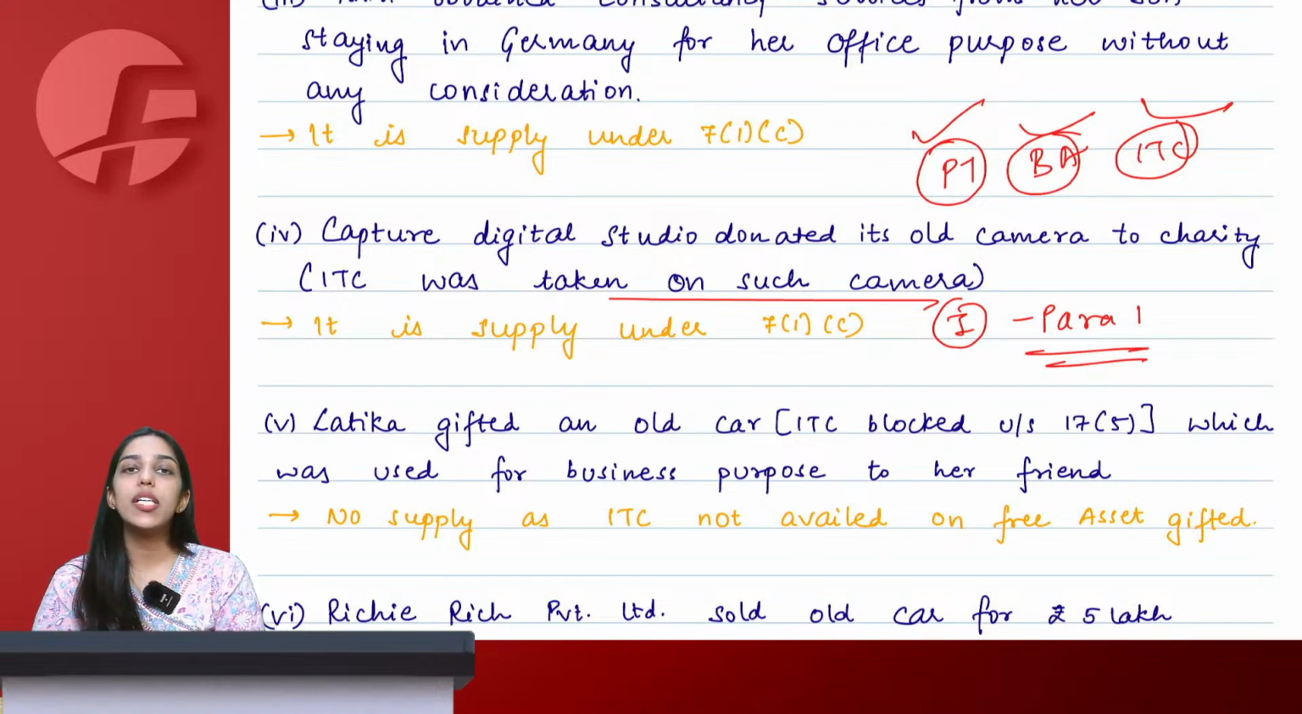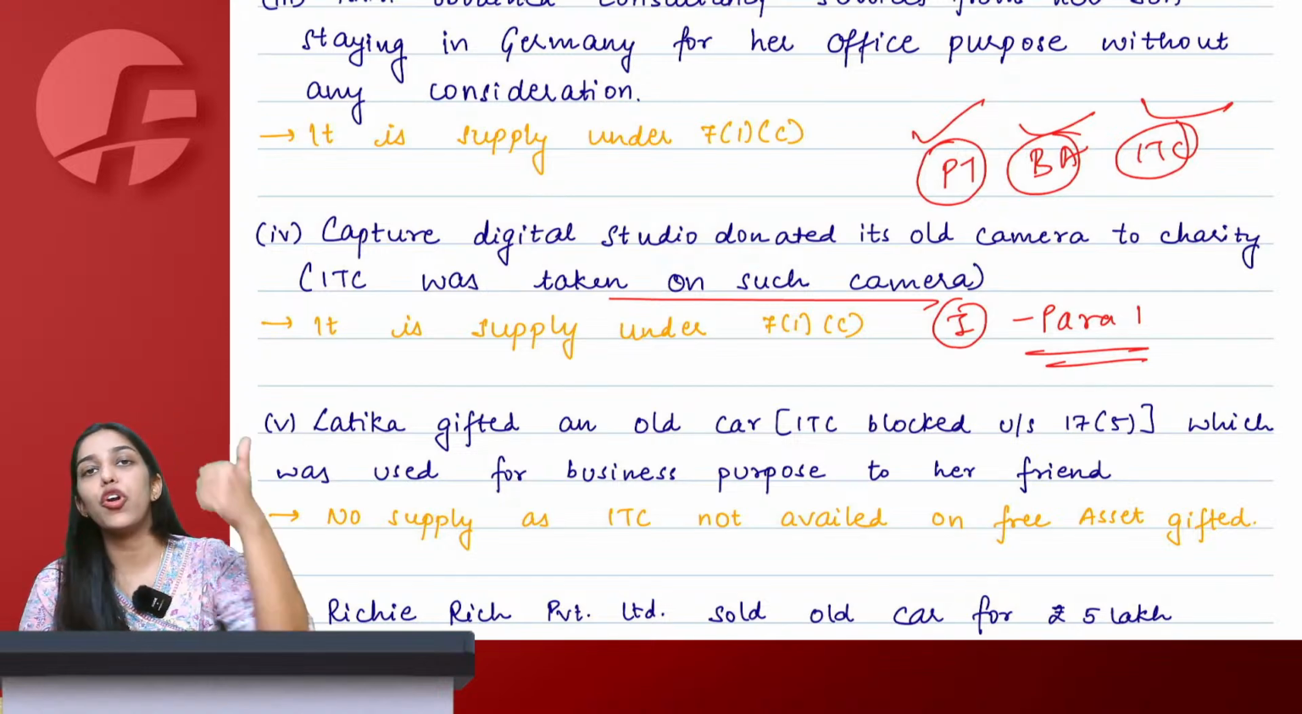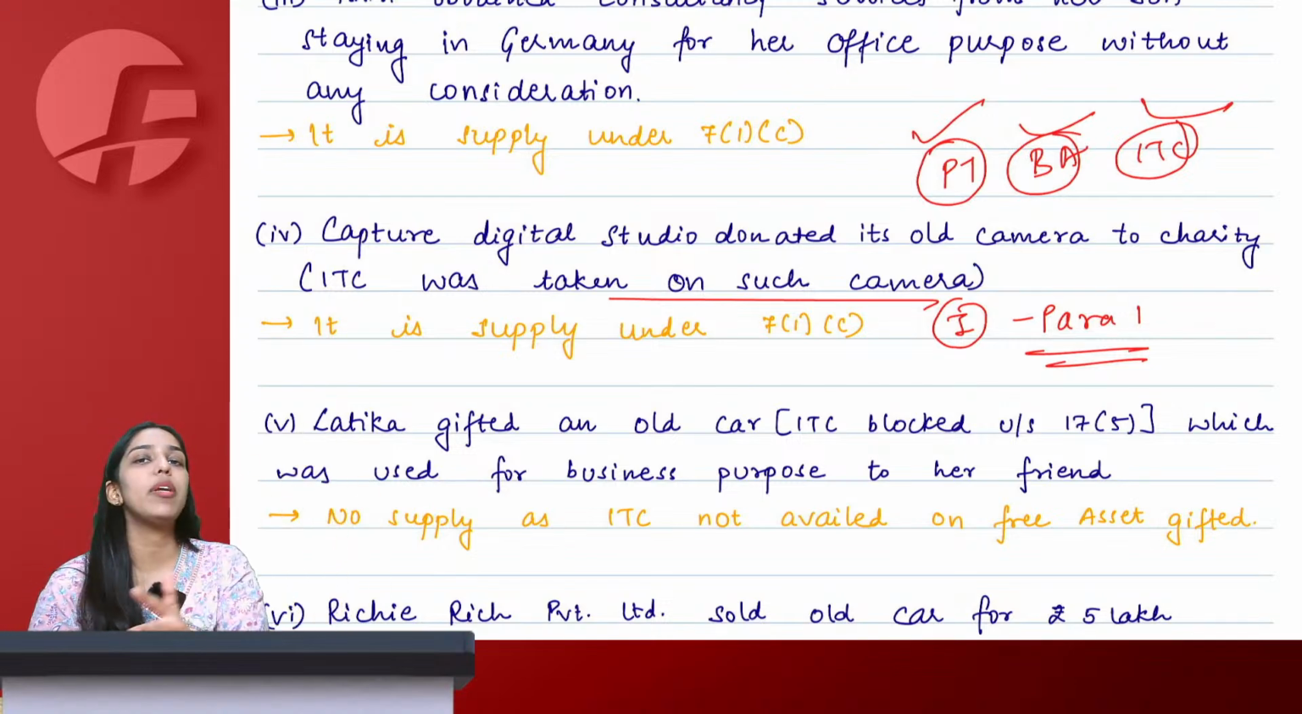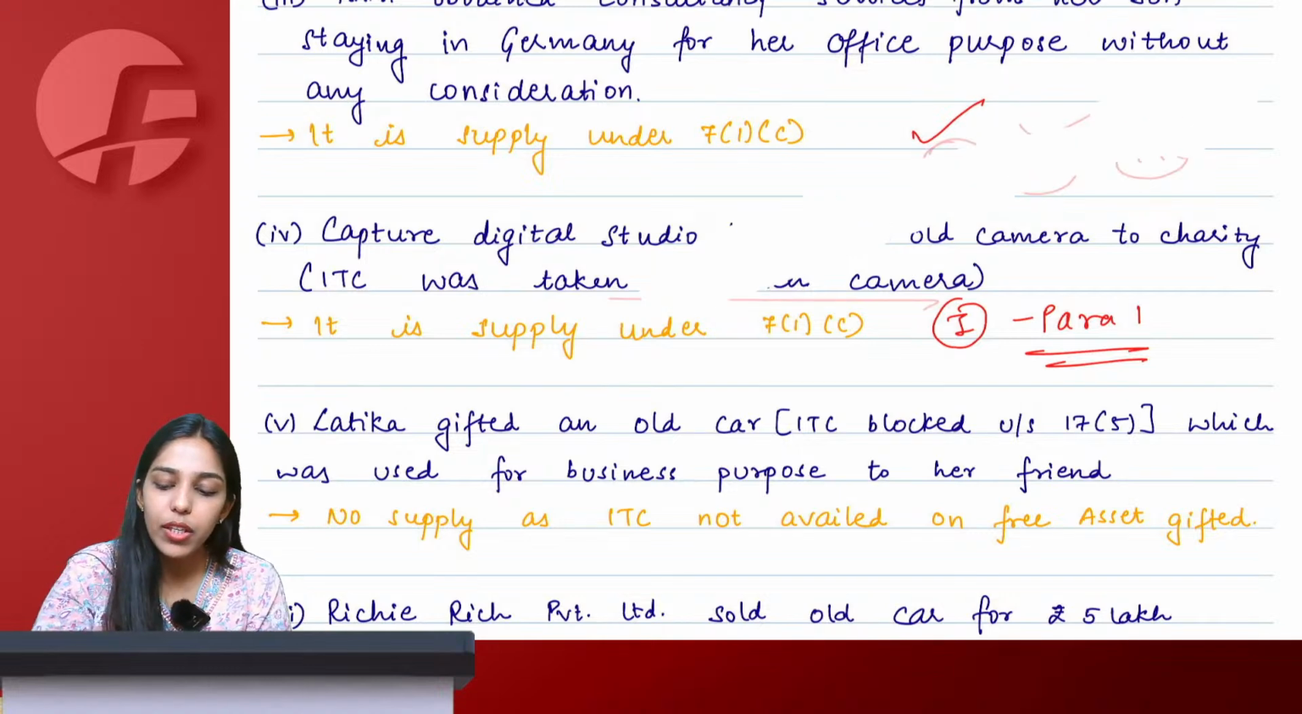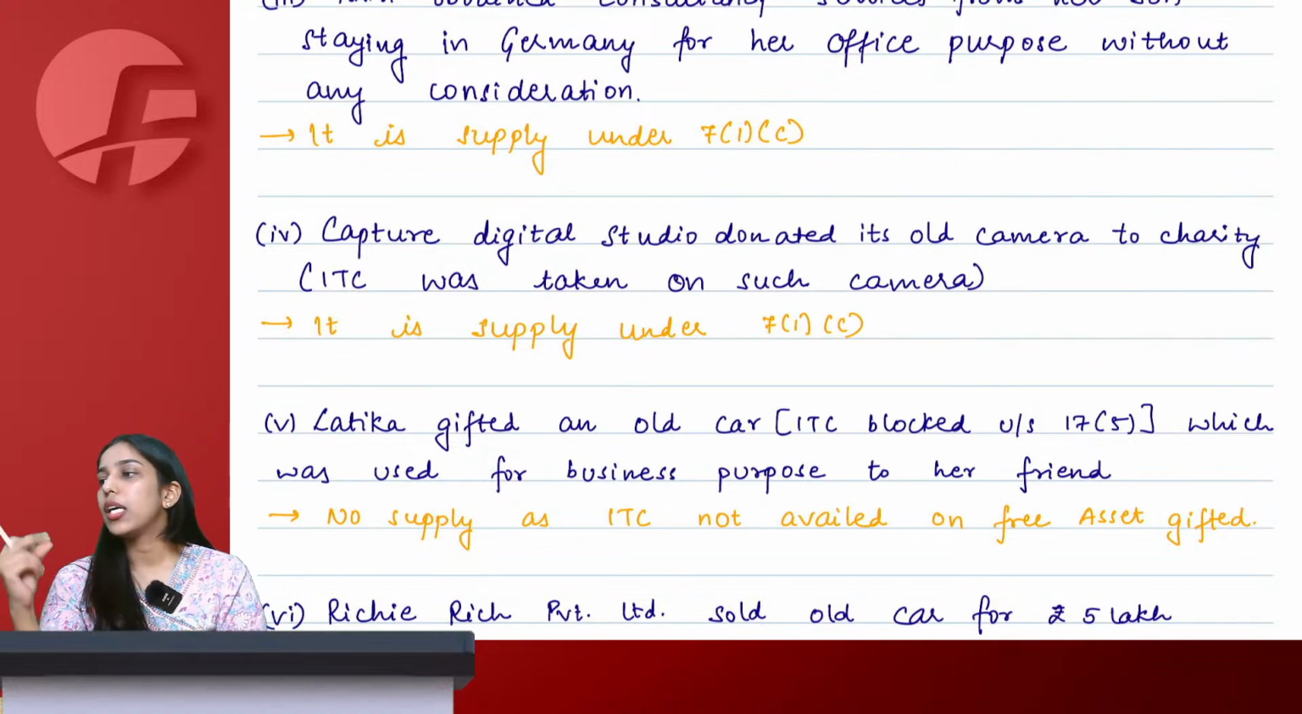Section 7(1)(c), Schedule 1, para 1, I will say that yes, there is a permanent transfer of a business asset on which ITC is availed, and therefore this will be treated as supply even without consideration. Yes, everyone, correct answer. Sure.